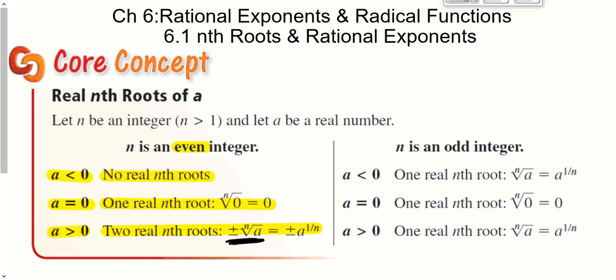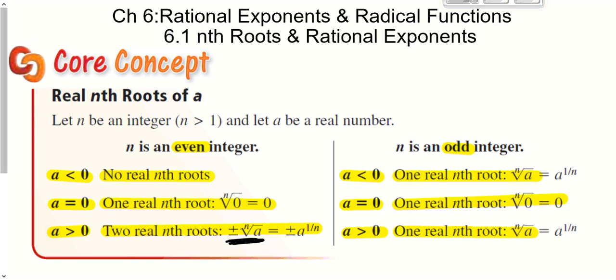All right, so then if n is an odd integer and a is less than 0, you will have one real nth root, which is the nth root of a. If a is equal to 0, one real nth root, which is the nth root of 0, or 0. If a is greater than 0, you will have one real nth root, which is the nth root of a.